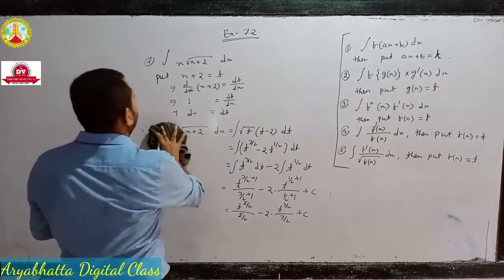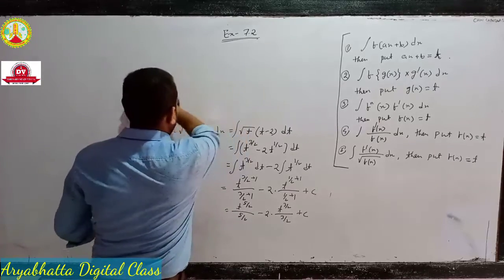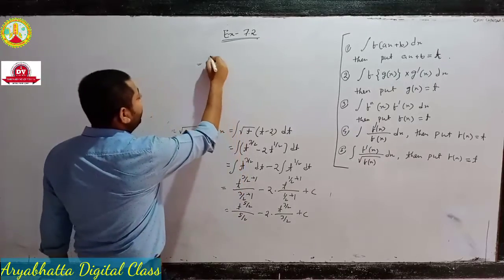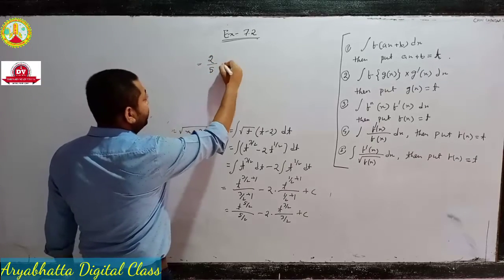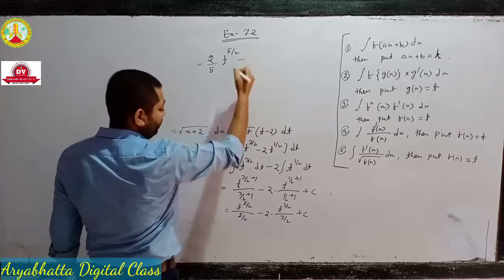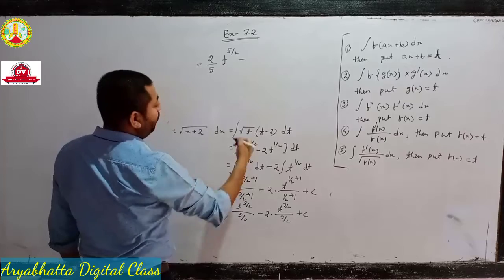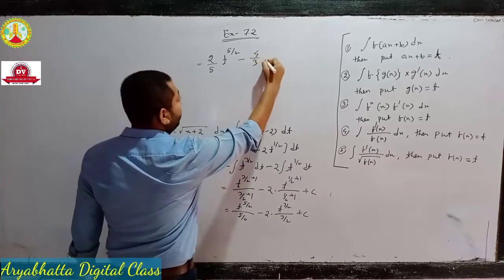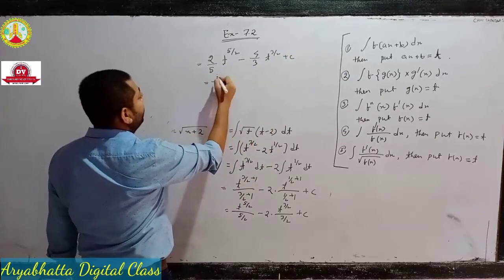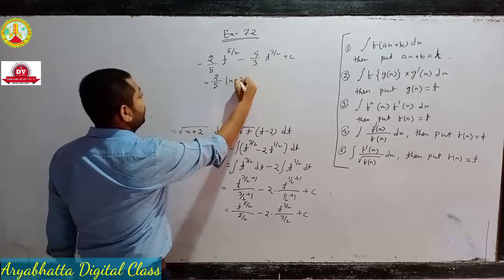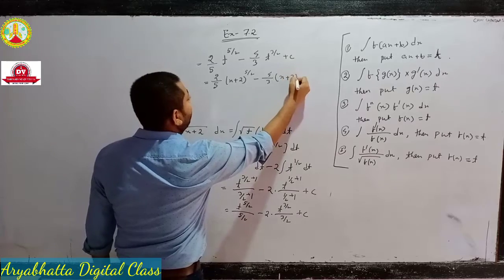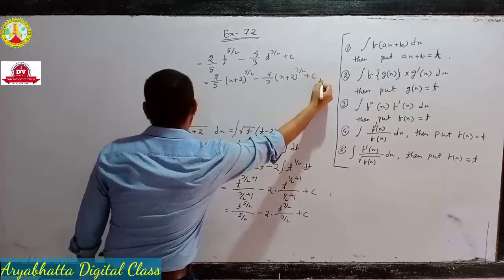This is equal to 2 by 5 t to the power 5 by 2 minus 2 into 2 by 3, 4 by 3, into t to the power 3 by 2 plus c. Here t is equal to x plus 2, therefore we have 2 by 5 into x plus 2 all to the power 5 by 2 minus 4 by 3 into x plus 2 whole to the power 3 by 2 plus c. This is the required answer.